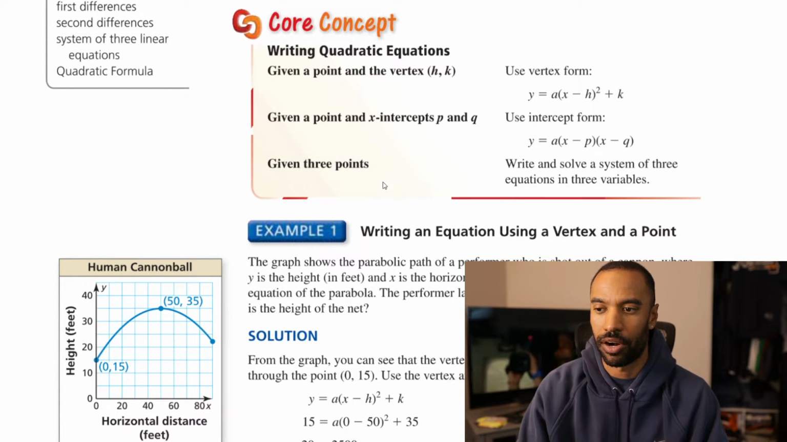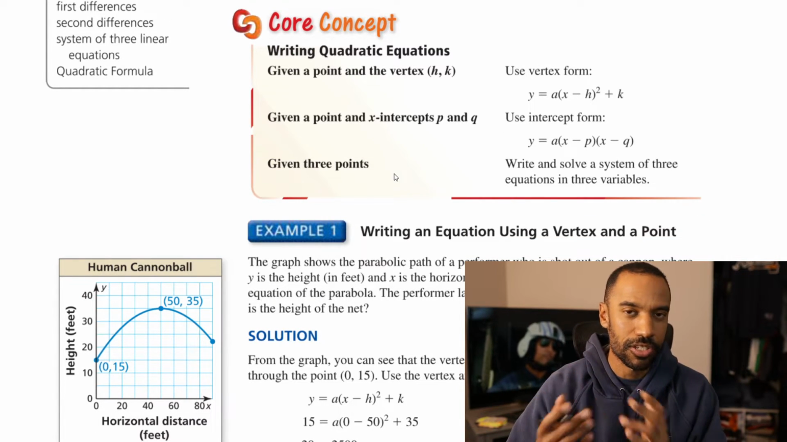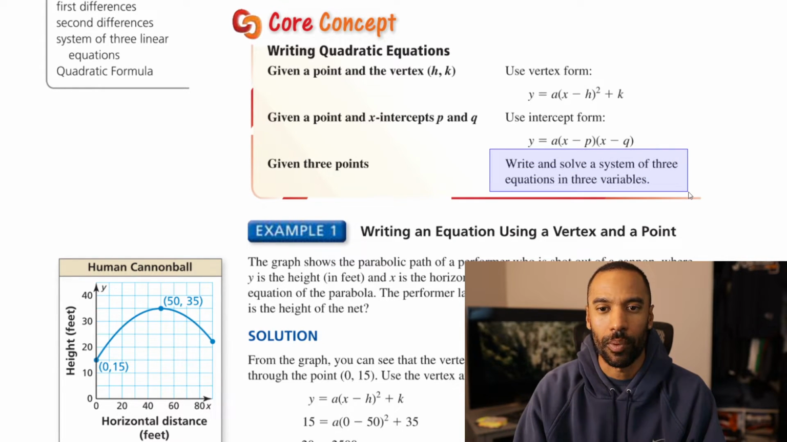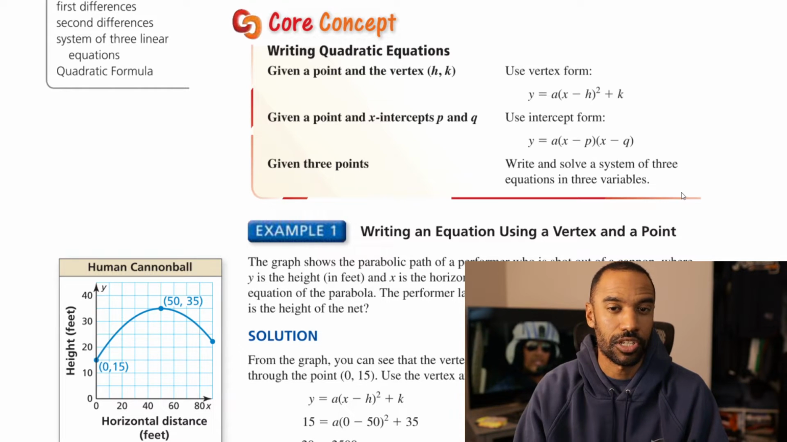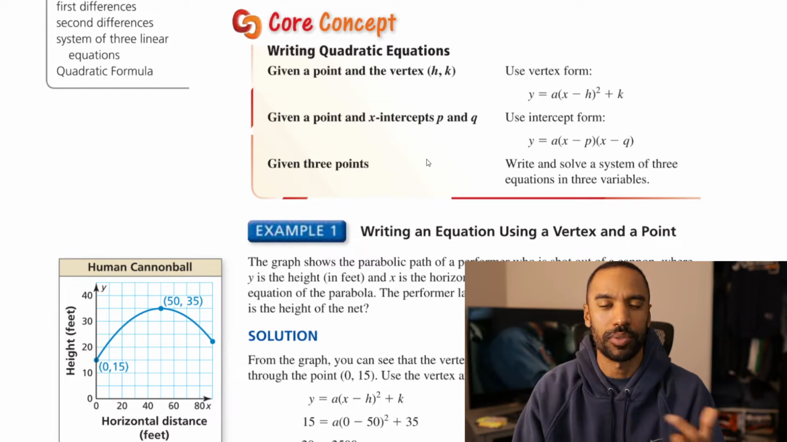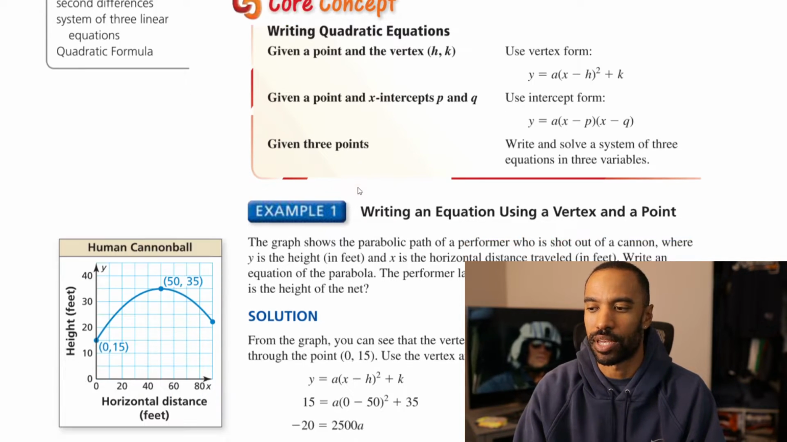Given 3 points that are not necessarily vertex, not necessarily intercepts, right? You can set up a system of equations, a system of 3, and I guess that's a good reason why we had a whole section on that. We can solve it that way as well. So I'm sure they're going to do examples of all 3. We'll take a look at what they are, then we'll do them in the problem sets.